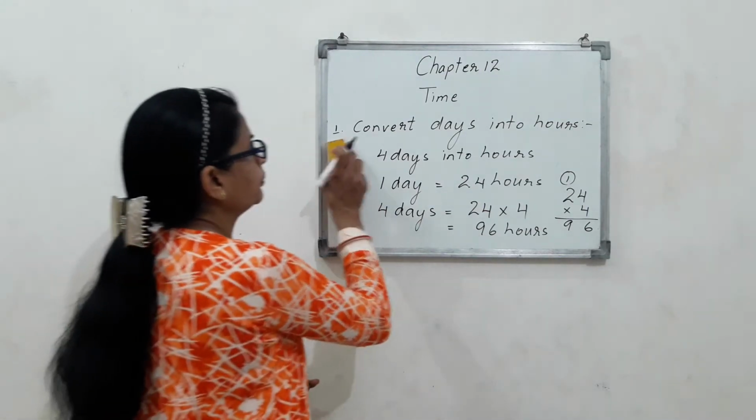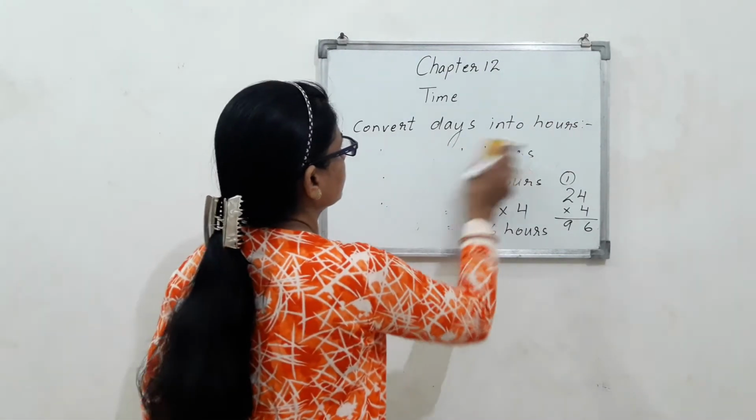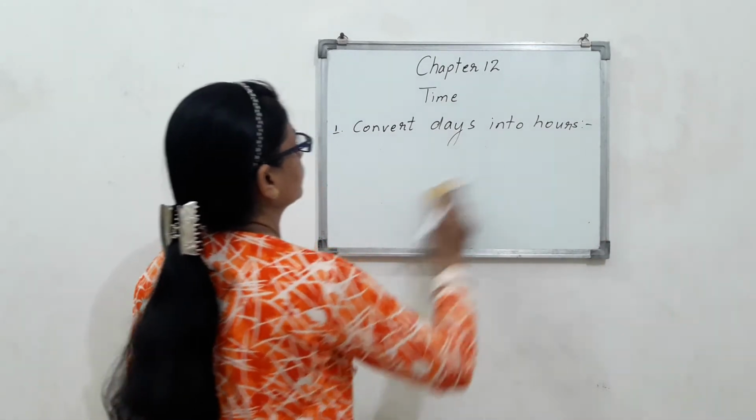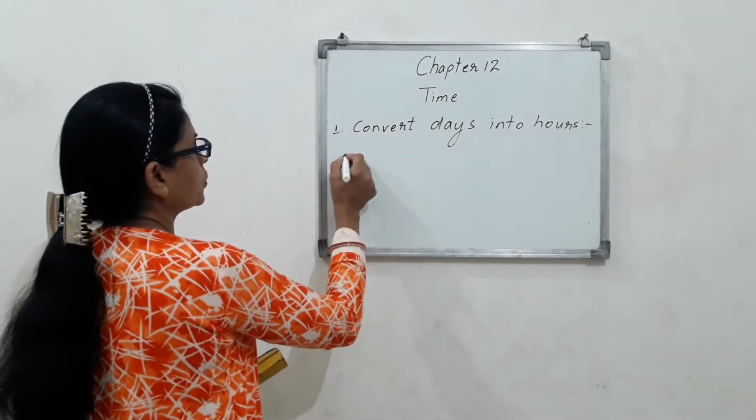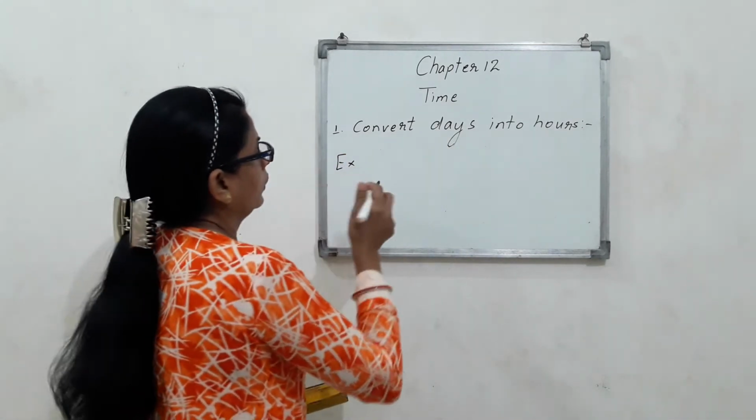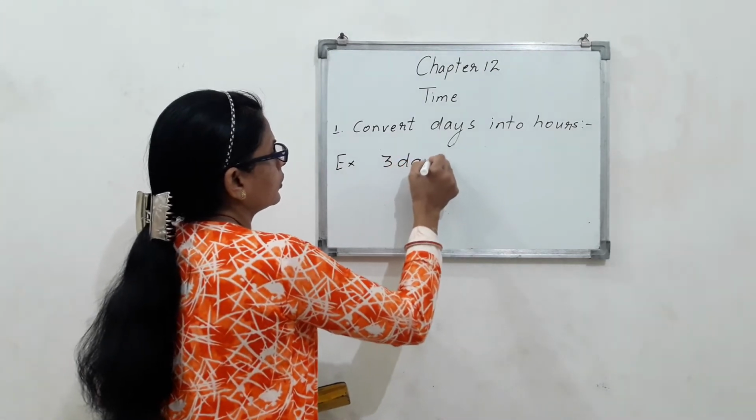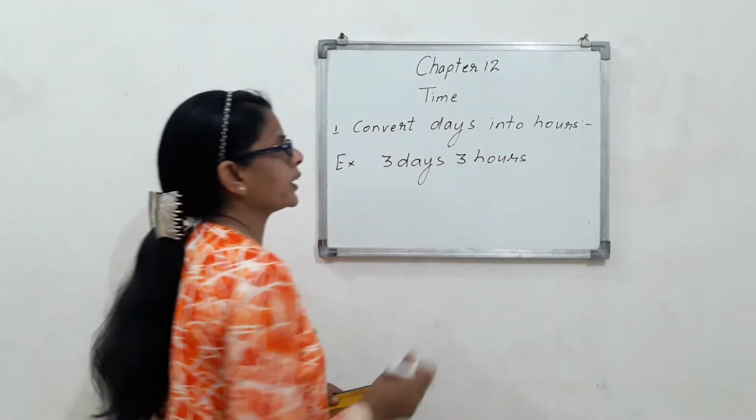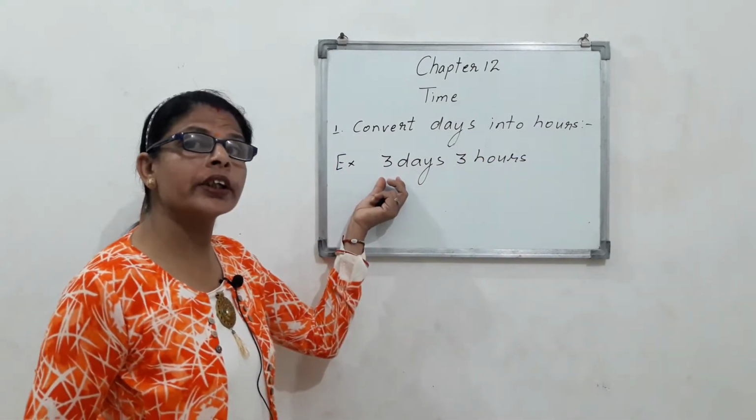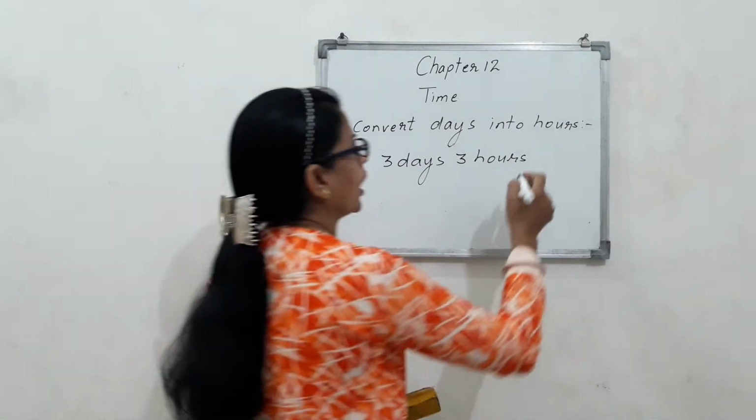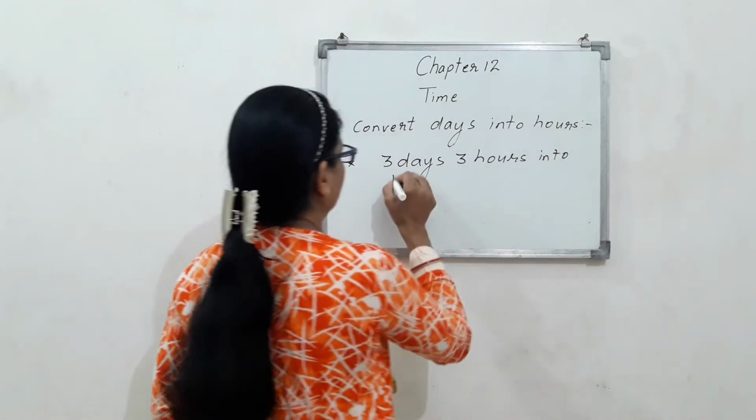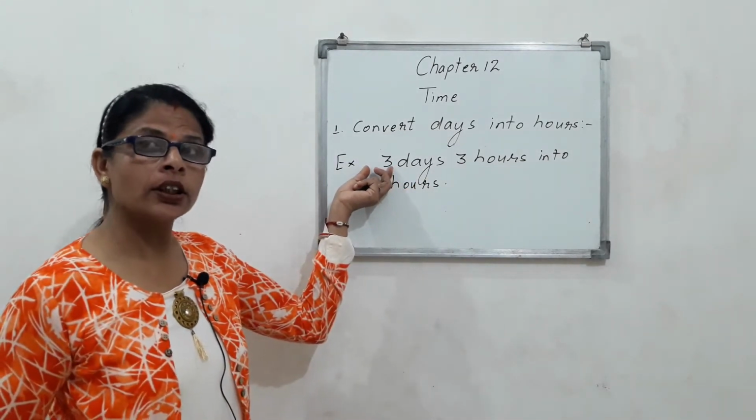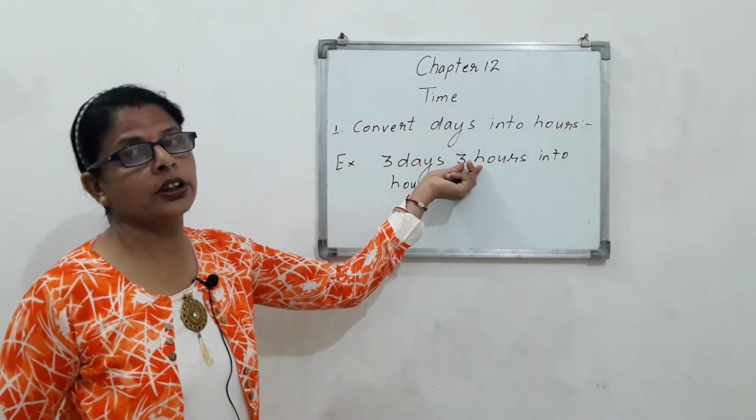Another example. Suppose the question is 3 days, 3 hours. You have to convert 3 days, 3 hours into hours only. So what you will do? First we will convert the days into hours. Then we will add the hours into hours.